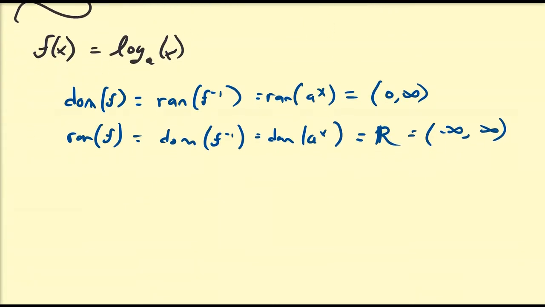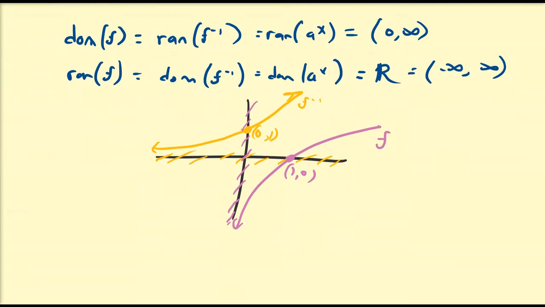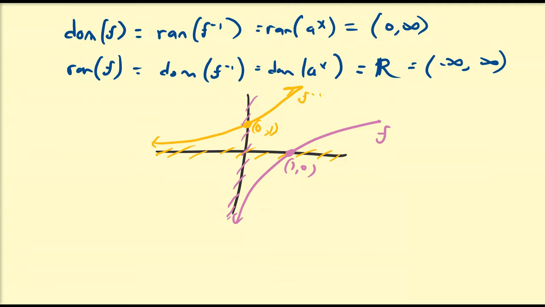And in order to graph our logarithmic function, remember, the inverse is our exponential function with a horizontal asymptote here. So this point is 0, 1, and this is f inverse. Our function of interest is going to be this curve. This point is going to be 1, 0 with a vertical asymptote at x equal to 0. So this is the graph of f, the graph of the basic logarithmic function for some base a.